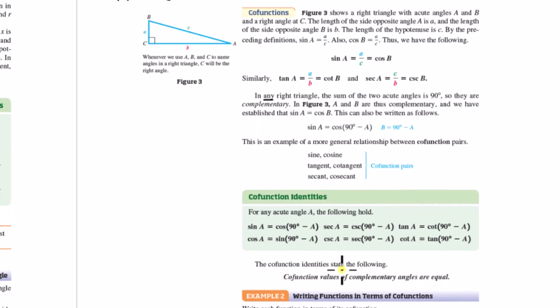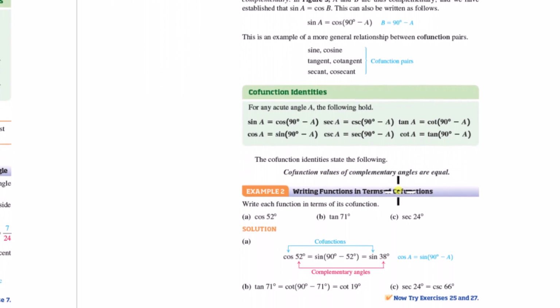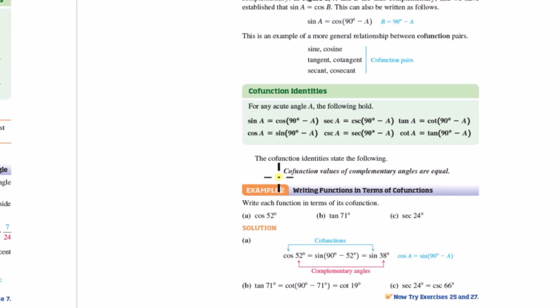The cofunction identities state the following. Cofunction values of complementary angles are equal. So what does this statement mean? Well, they're calling these the cofunction pairs. Sine, cosine, tangent, cotangent, secant, cosecant. And so with that, cofunction values of complementary angles are going to be equal. So the sine of an angle is equal to the cosine of the complementary angle, which means sine of whatever is equal to cosine of 90 minus that whatever, and vice versa. The cofunction values of complementary angles are equal.